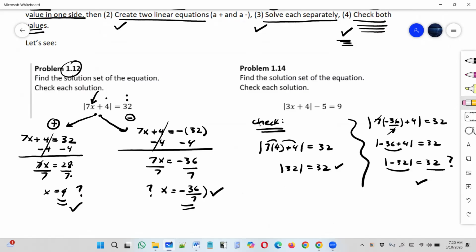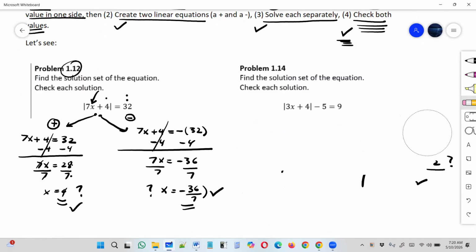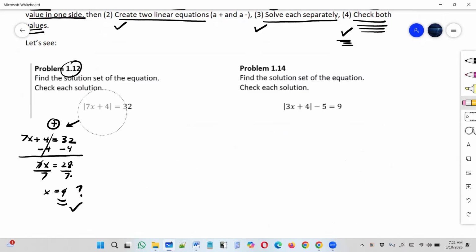All right. Let's do the next problem. I'm going to erase this a little bit here. Now, in this case, problem 114, the absolute value is not isolated. So I cannot begin with this minus 5 here. So I have to remove it from here, and I do that by adding 5 to the left side of the equation. And if you do that, you do the same thing on the right side.